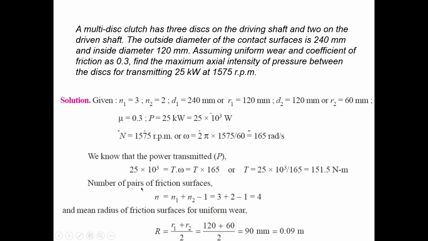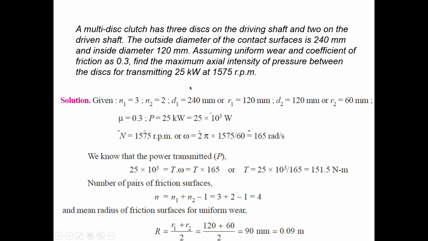In the question, you can note that the small n has not been given. I have mentioned this in the previous problem. If that value is not provided, we can find the n value by using this common formula, N1 plus N2 minus 1. N1 is the number of discs on the driving shaft, that is 3. N2 is the number of discs on the driven shaft, that is 2. So 3 plus 2 minus 1 is 4. So small n value is 4.